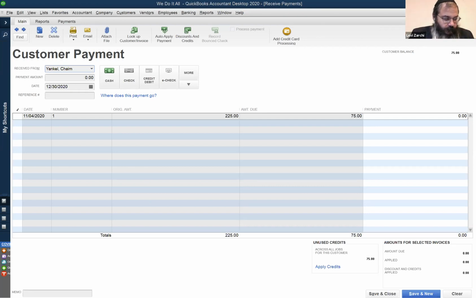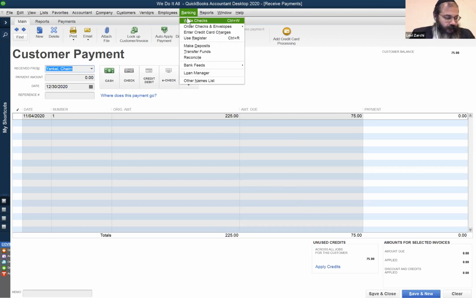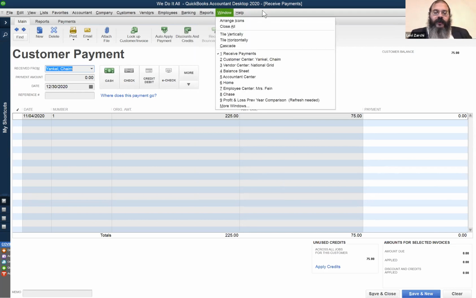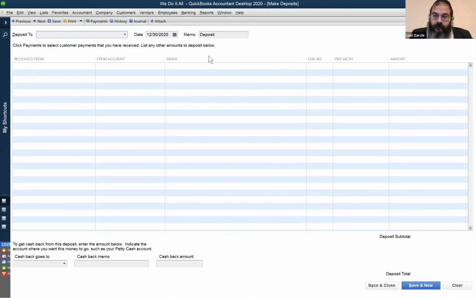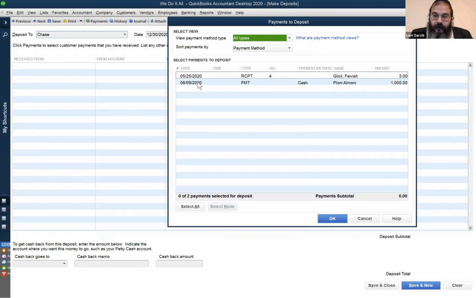Okay, so this is between the lines in the middle of 4. So we got us $1,000. Fine. Let's stop for a moment and make a deposit. Okay, and we'll add this into the future curriculum. We did this: receive payment, not applied to the bill through a journal entry. We paid a check to accounts payable without paying it from the vendors. Now we're going to make a deposit. Banking, make deposits. We have still $3 from a long time ago, and Plony Amoni's $1,000.